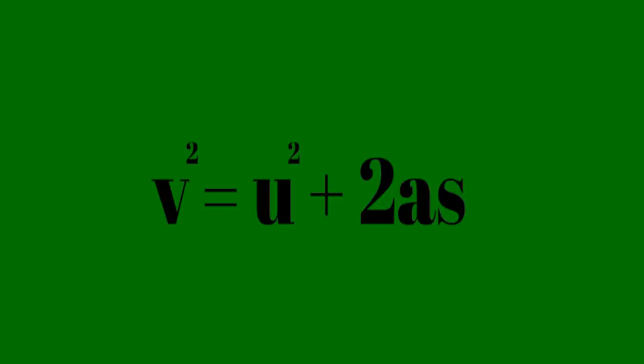In this video, we will be deriving the kinematics equation v squared is equal to u squared plus 2as, so let's get to it. Remember that for these equations, acceleration is constant. Quantities will be represented by the following symbols.